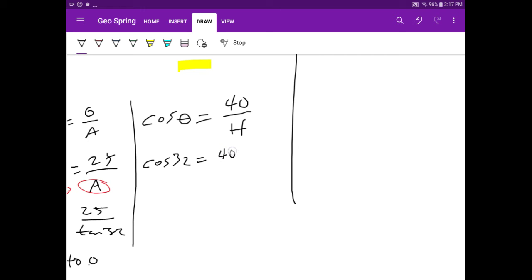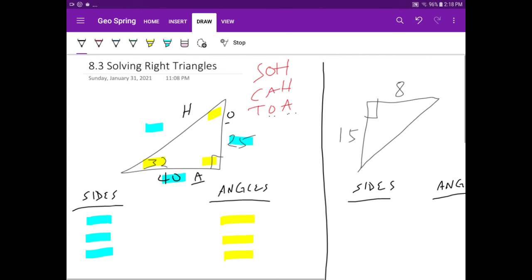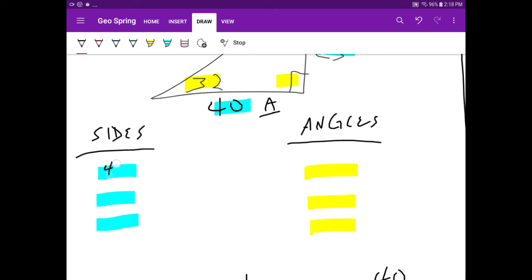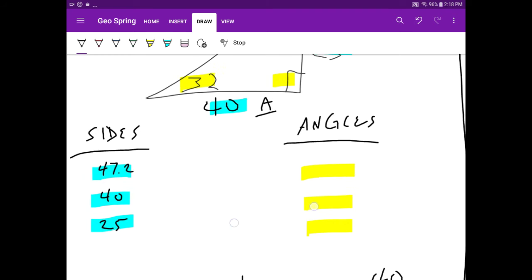I thought I was going to do something else, but it's actually just going to be the same as this other one. H equals 40 over cosine 32. So that's going to be 47.2. So there we go. 47.2, 40, and 25 are the 3 sides.